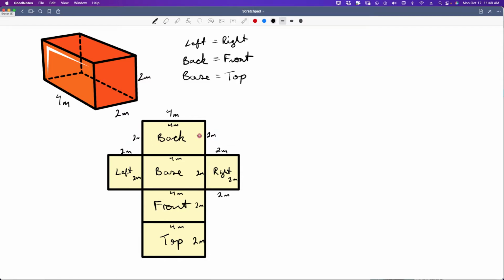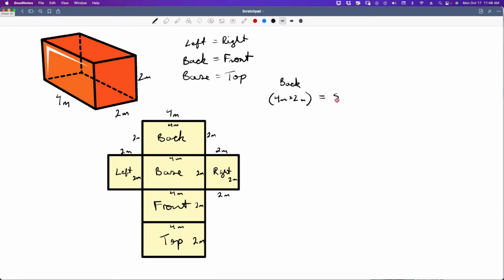So now that we have all of our dimensions, let's do it the hard way first. So let's find the dimensions of the back. So the back is 4 meters times 2 meters, right? So the back is going to be 4 meters times 2 meters. That's the back.